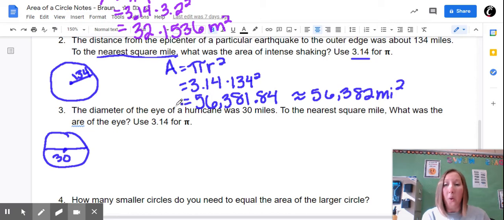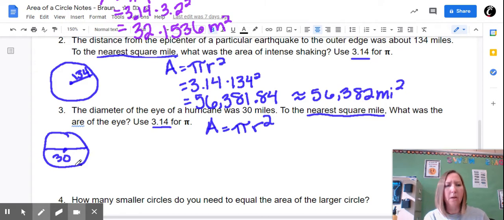All right, we want to again use 3.14 for pi. And it does say, again, to the nearest square mile, so I'm going to estimate to my nearest whole number. So when I go to solve this, again, I'm going to use area equals pi r squared.